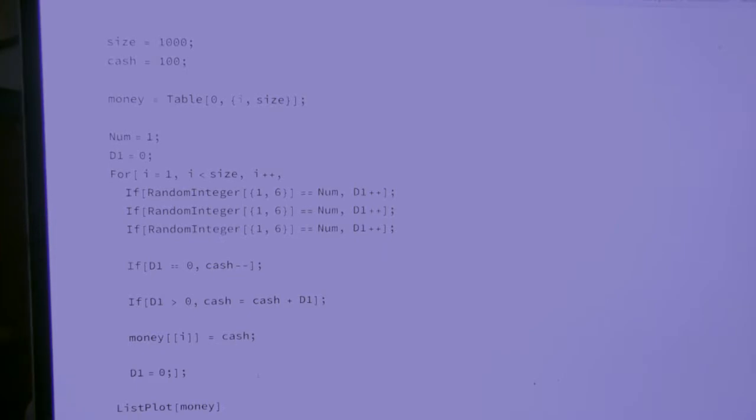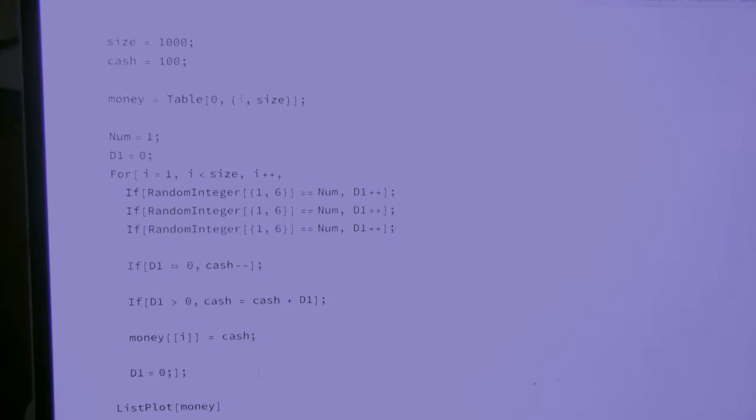I was actually going to do something else with it, but it took us a while to get this program running. So money is just a table of how much money we have at every step. Number is 1, so we pick 1 every time for the game. Is it going to matter if we pick different numbers? No, it will be the same. D1 is 0. It's just a variable for the different die rolls.